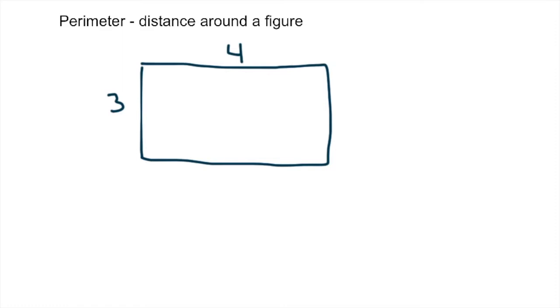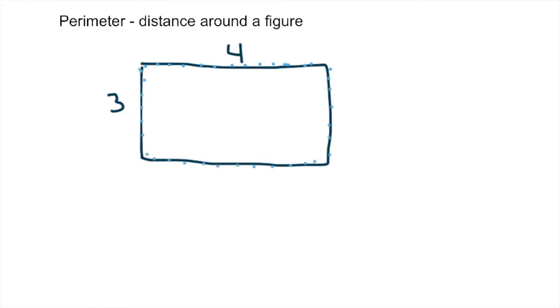In this video, we're going to look at the concepts of perimeter and area. Simply put, the perimeter is just the distance around a figure. That is, if you were to start in one of the corners and walk all the way around the figure, how far would you go?